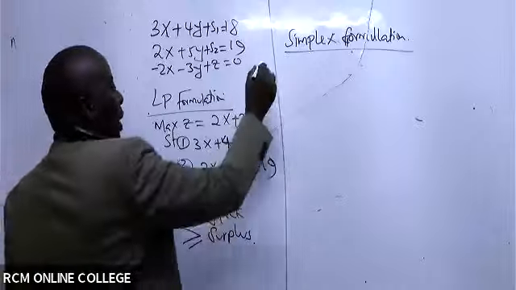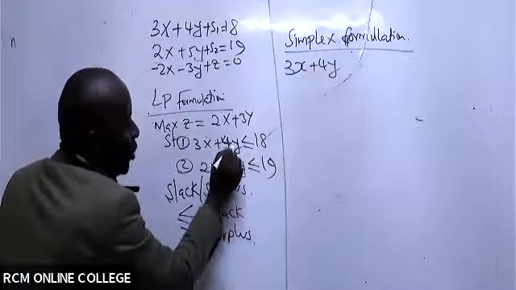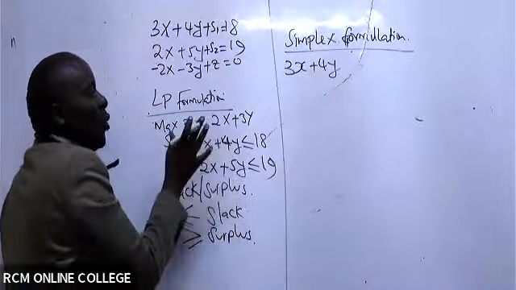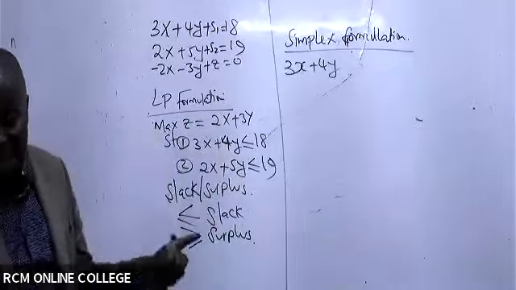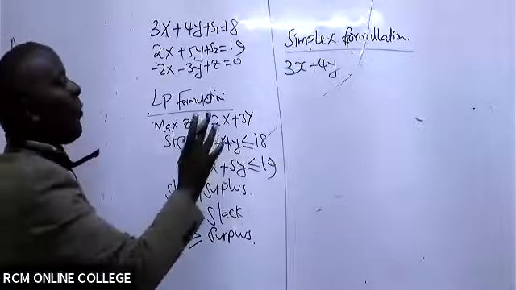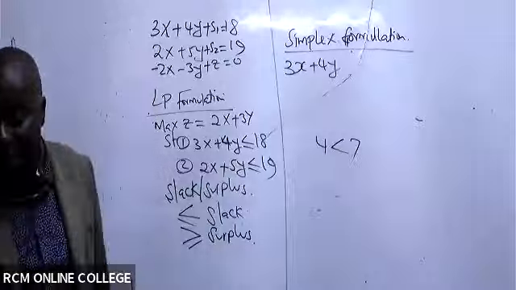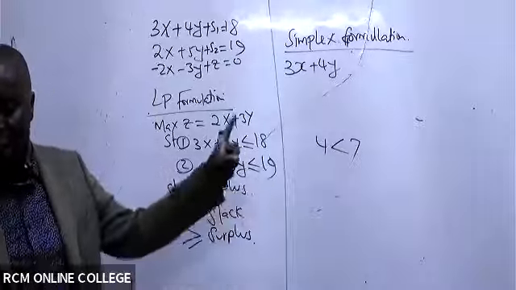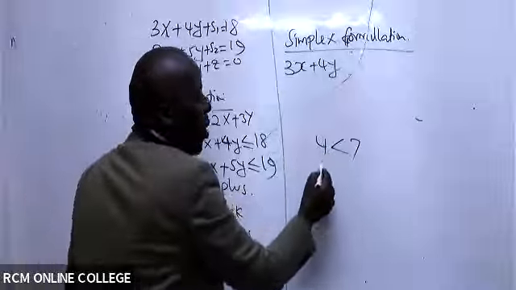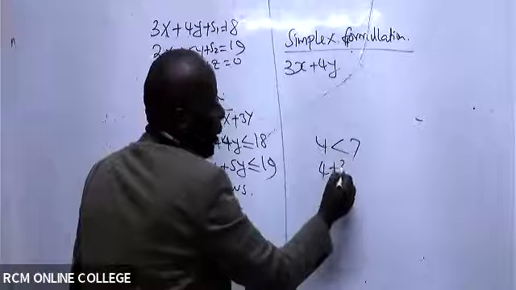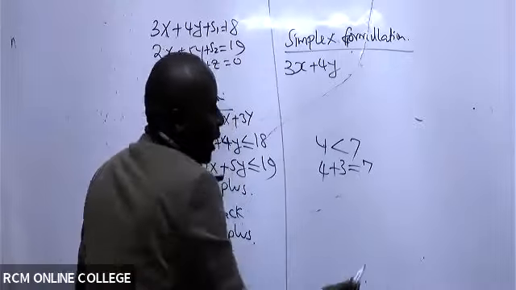So we shall talk over 3x plus 4y. You can see this is less or equal. When I'm doing the simplex formulation, I would want the left-hand side to be equal to the right-hand side. For example, if you say 4 is less than 7, this is true. But if you tell me to make the two sides equal, then I'll say 4 plus the difference, 4 plus 3, and now the left-hand side equals the right-hand side.